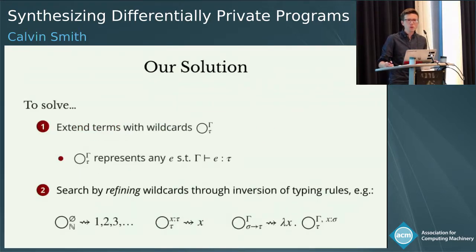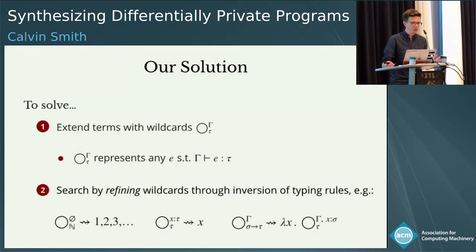Well, the first thing we need to do is extend our term language with what we call wildcards. Wildcards have a few annotations. In the superscript, you can see a typing context, and in the subscript, you can see a type. And really, you can think of these wildcards as a possible solution to the type-directed synthesis problem that we posed in the previous slide. So any wildcard can be replaced by an expression E, and the resulting type inference judgment will be valid. So what we're going to do is search over the space of all possible terms by starting with a wildcard and iteratively refining it to make it more and more grounded. And we're going to do so by inversion of the typing rules.